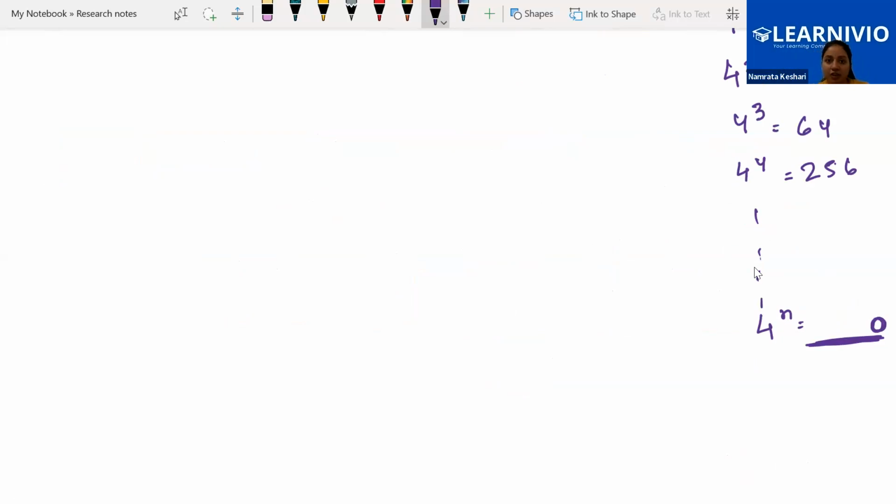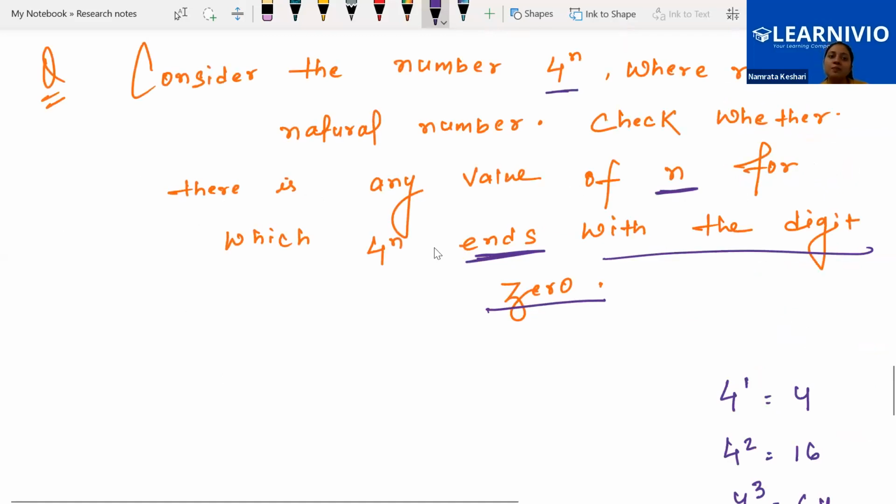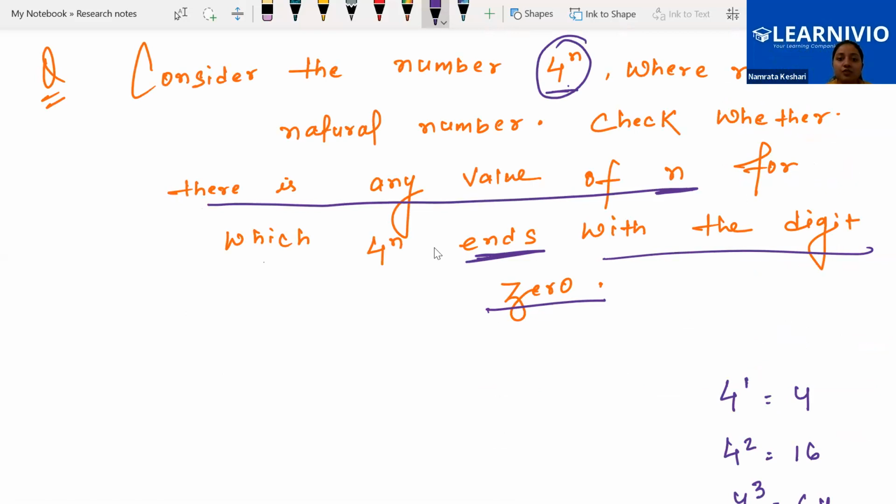First we need to understand the question properly, then we will talk about how we will approach this question. So let's see, consider the number 4 to the power n. It can be 4 to the power 1, 4 to the power 2, 4 to the power 3, 4 to the power 4, 4 to the power 100, 4 to the power 200. What is that power? That power we have to find. Is there any n for which 4 to the power n ends with 0? What is that power which will give us the result which ends with 0?